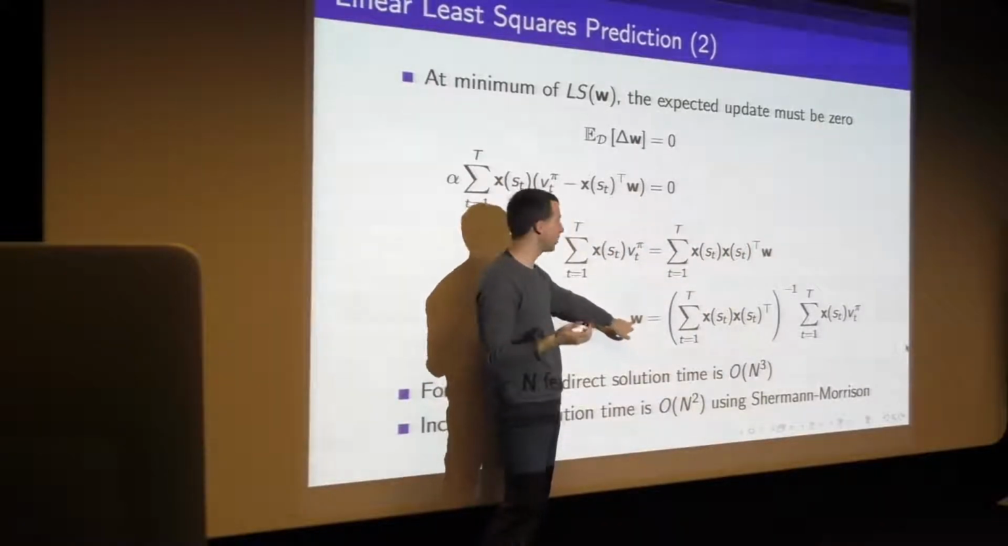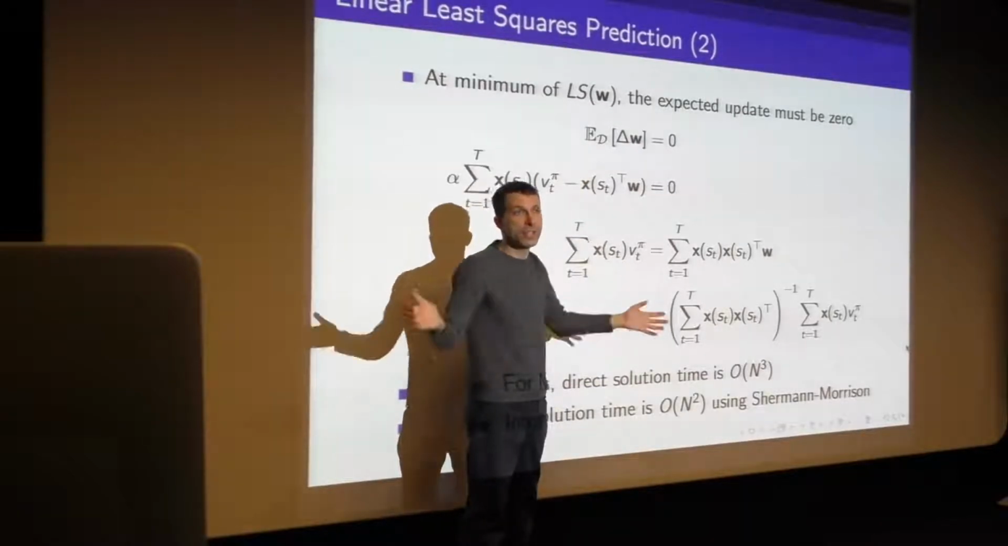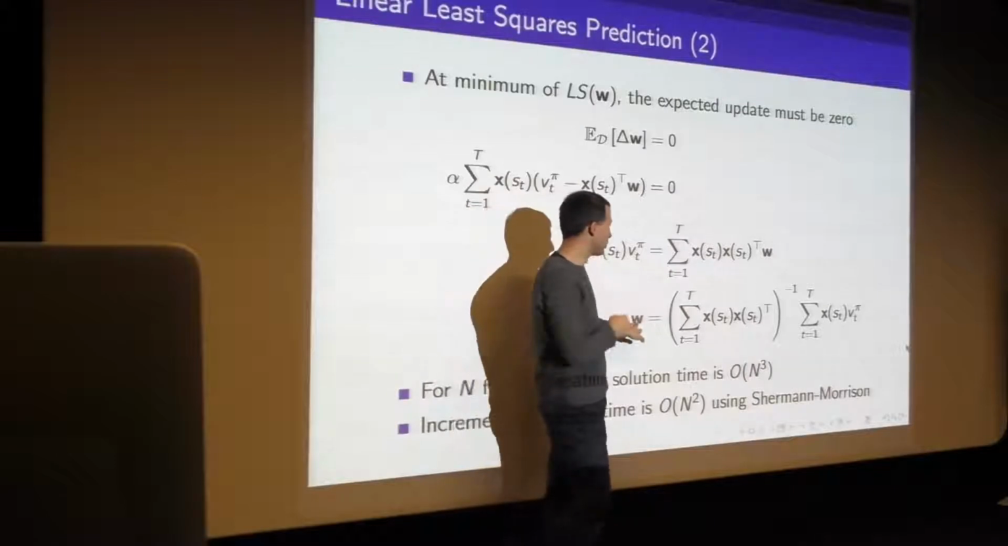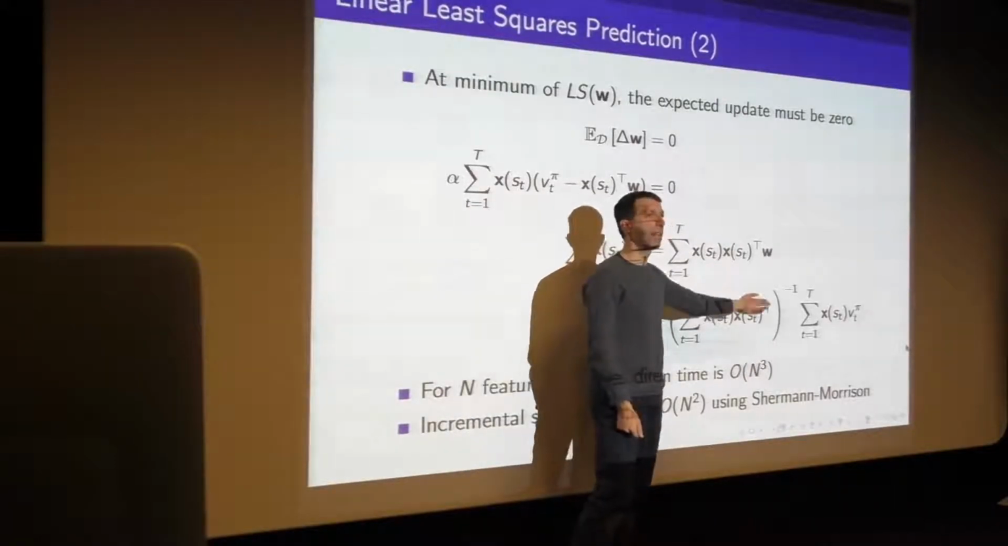So with a little bit of linear algebra, you can start off with this idea that you want your update across your whole data set to be 0. With a little bit of linear algebra, you can see that just by inverting a matrix, you can get the right solution.